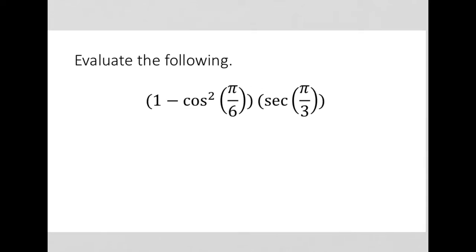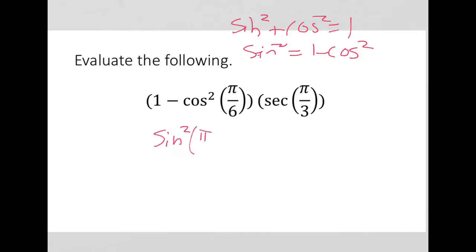I know that sine squared plus cosine squared equals 1, and I have 1 minus cosine squared, so if I subtract cosine squared from both sides, I get 1 minus cosine squared over here, which means that I can replace 1 minus cosine squared of pi over 6 with simply sine squared of pi over 6. And I'm multiplying this by secant of pi over 3.